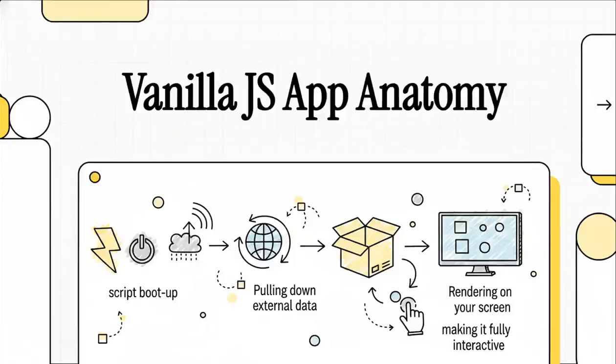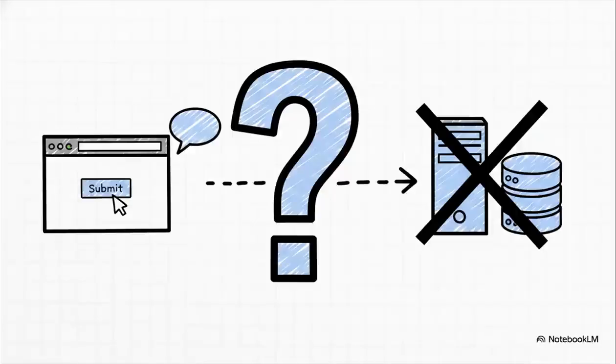No bloated frameworks, no massive external libraries, just pure, unadulterated JavaScript showing us how the web actually works under the hood. Now, before we even look at a single line of code, we've got to talk about a pretty massive roadblock. Every dynamic application out there needs a way to save user actions, right? Like, say, writing a comment on a post. Traditionally, you'd send that comment straight to a backend server, which writes it into a permanent database.